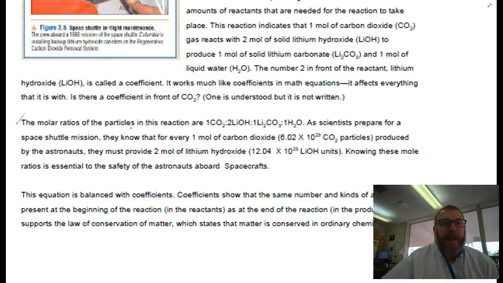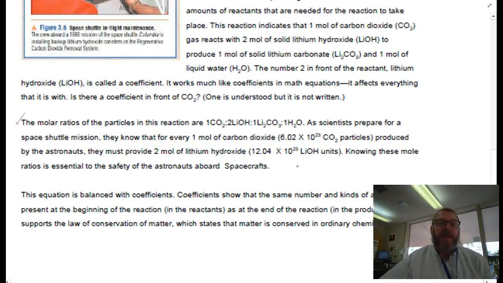As scientists prepare for a space shuttle mission, they know that for every 1 mole of carbon dioxide, 6.02 times 10 to the 23rd carbon dioxide particles produced by the astronauts, they must provide 2 moles of lithium hydroxide. Now, 2 times 6.02 times 10 to the 23rd is going to be 12.04 times 10 to the 23rd, because 2 times 6.02 is 12.04. So again, for every 1 mole of carbon dioxide, 6.02 times 10 to the 23rd carbon dioxide particles produced by the astronauts, they must provide 2 moles of lithium hydroxide, 12.04 times 10 to the 23rd lithium hydroxide units.